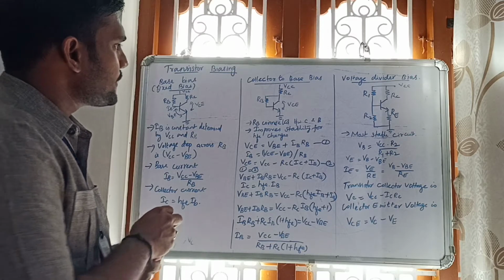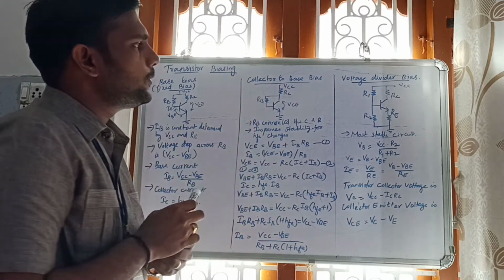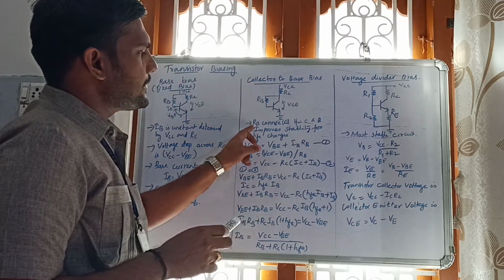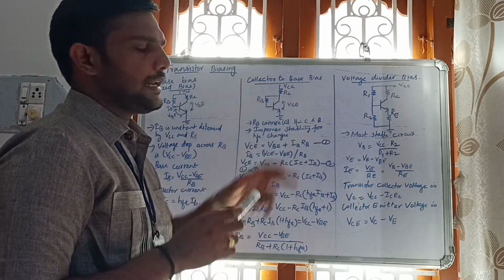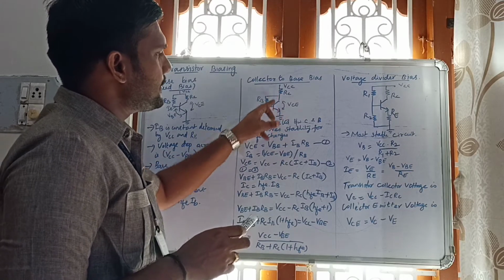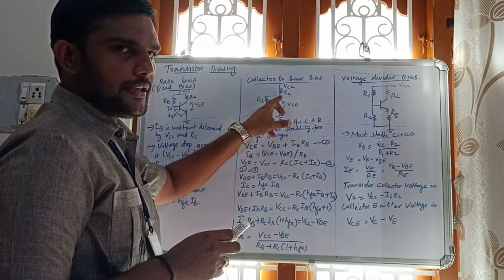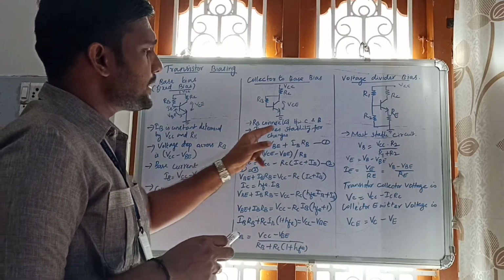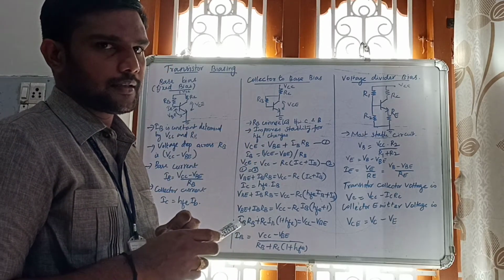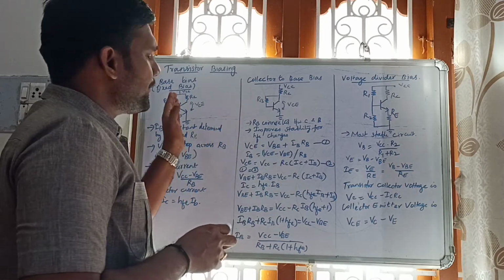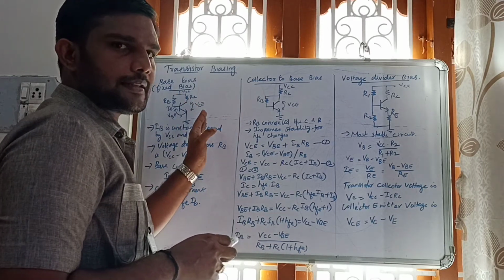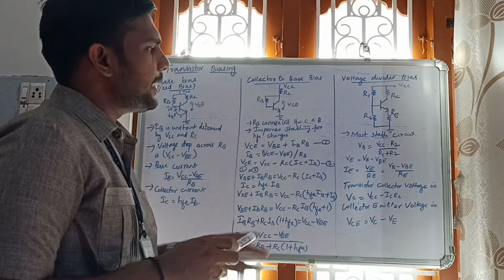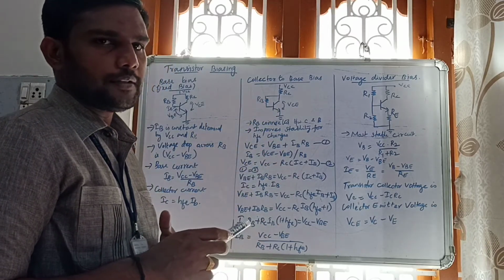The next one is collector to base bias. Here the base resistance RB is connected between collector and base. This is the collector terminal, this is the base terminal, and between these two terminals the base resistance RB is connected. It improves the stability for HFE changes. In the case of fixed bias, the stability is somewhat poor. So compared to fixed bias, collector to base bias improves the stability of the transistor.